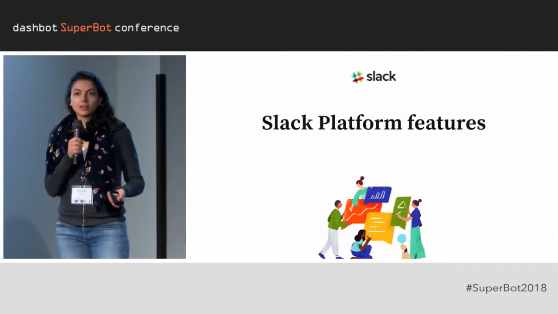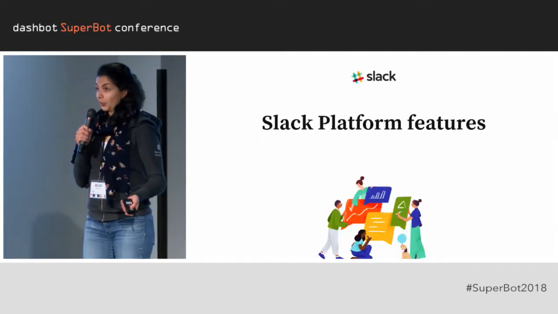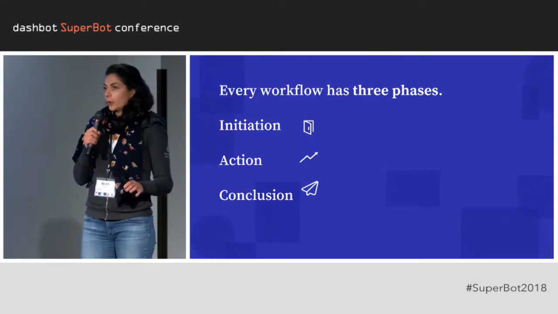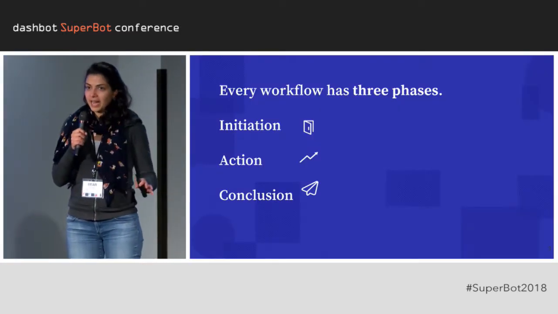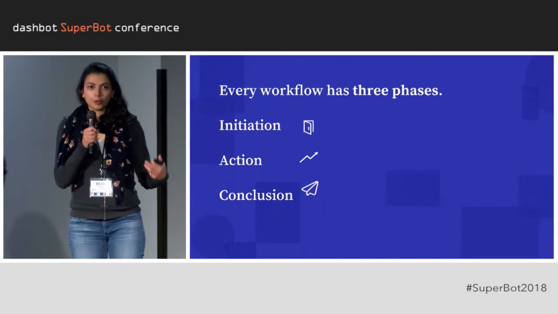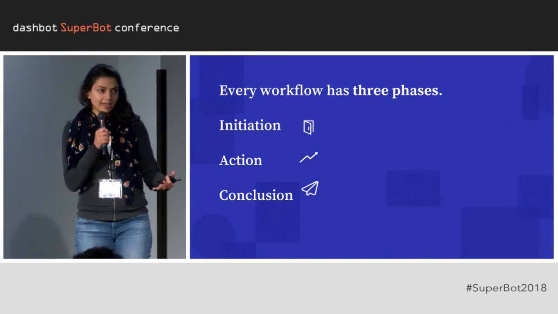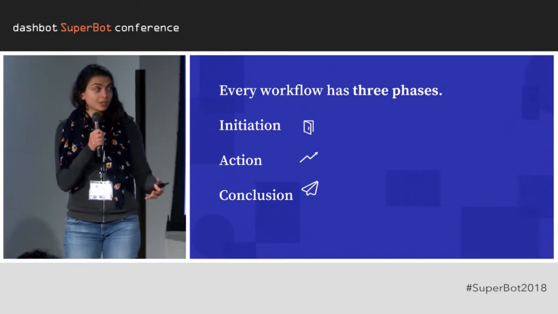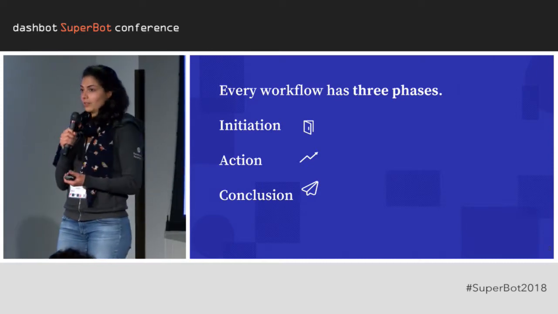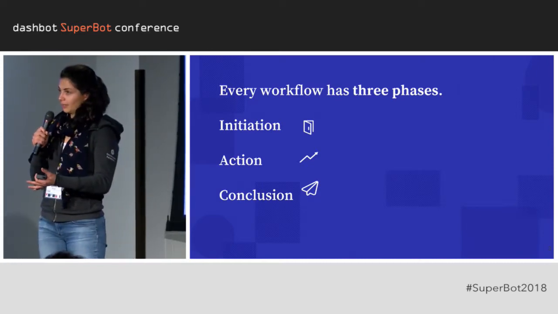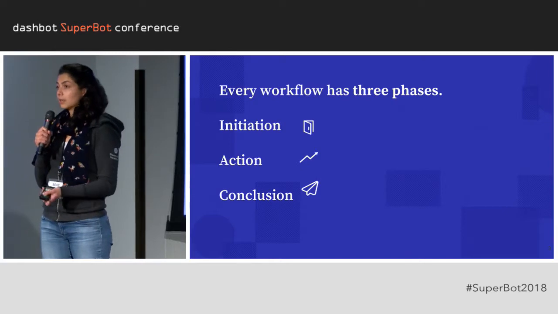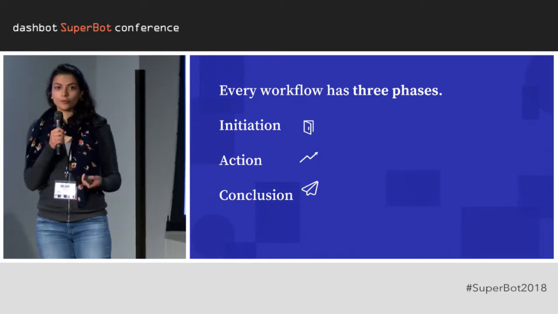For those of you who are less familiar with what our platform looks like and what you can do on Slack, we think about all the stuff that happens inside apps and inside bots as being part of workflows. Bots exist on Slack in order to help people get work done. Every workflow has 3 phases. You've got some sort of initiation, where somebody kicks it off and expresses intent that they want to get something done, then they actually do it, and then there's some sort of wrap up.